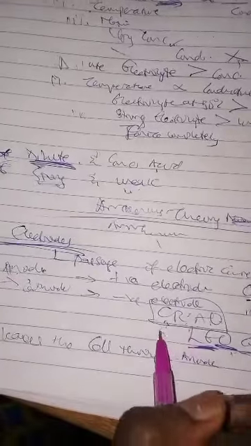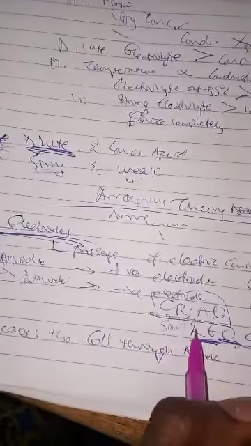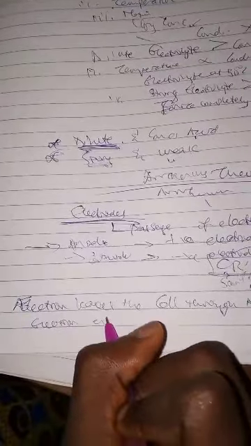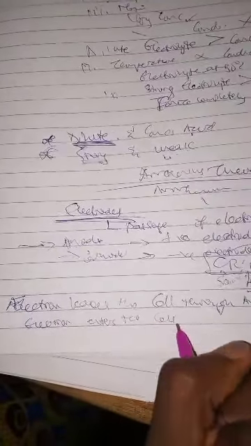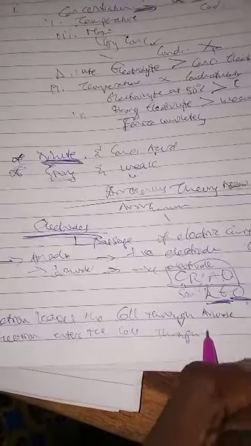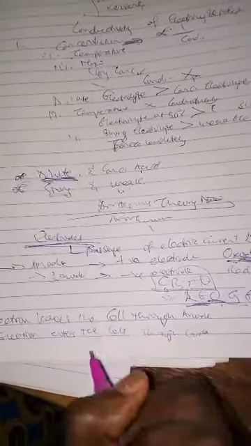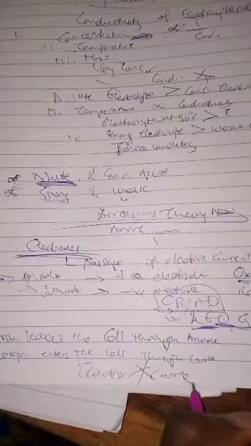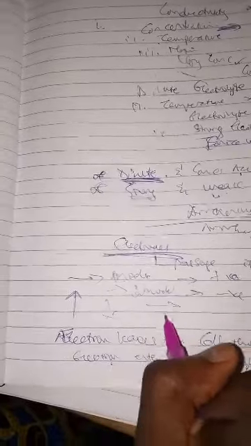Now the same thing for the cathode, reduction. Reduction is gaining of electron, which means electron enters the cell through the cathode. Now, the direction of electron and the direction of current are opposite. If electron goes this way, current will go this way.